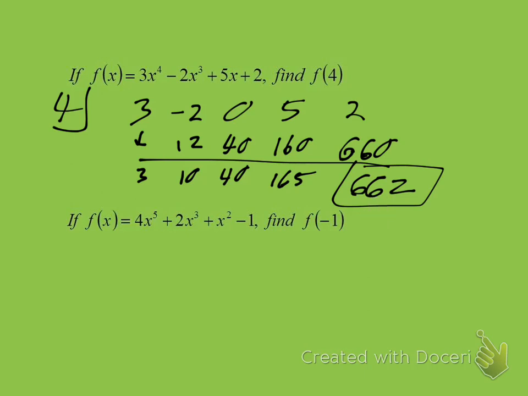So the second one, same way. -1 and then 4. We're missing the 4th power, so we need a 0. 2, 1. We're missing the 1st power, so we need another 0. And then -1.